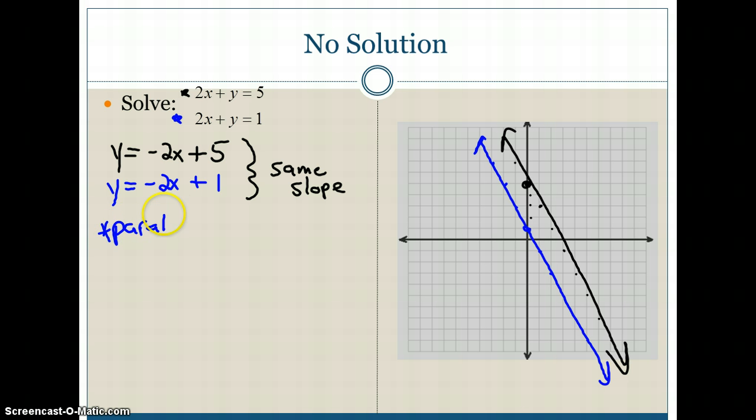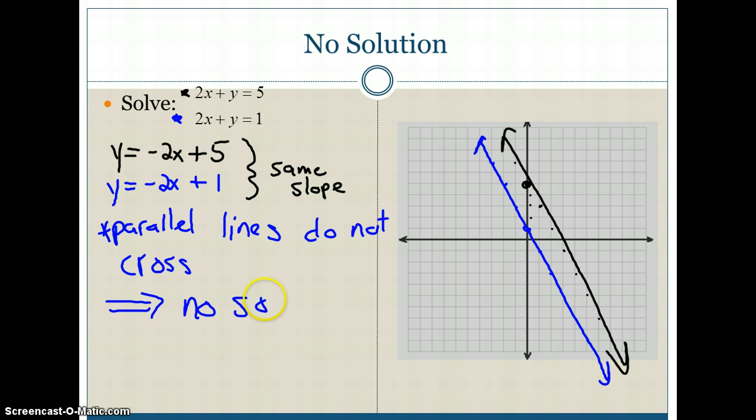Parallel lines do not cross. This means there's no solution. There's no point where they have in common, so there can be no solution to this system of equations.